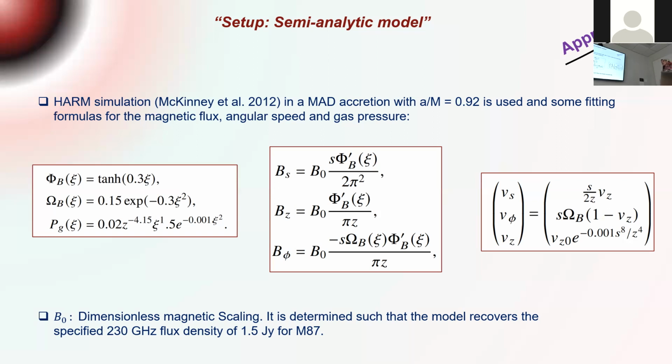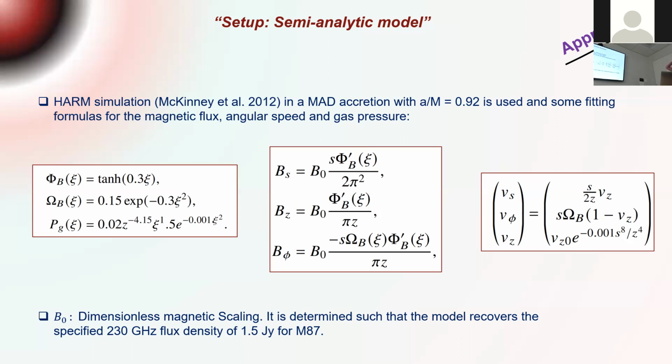For example, in this case, we just fitted this for M87, that at 230 gigahertz from the EHT, we have 1.5 Jansky. So that basically gives you B naught. But that's not the only parameter of the model.